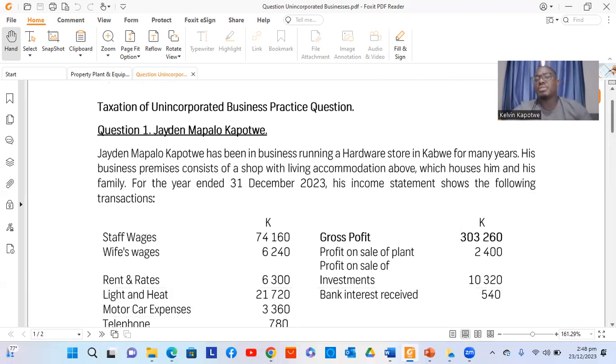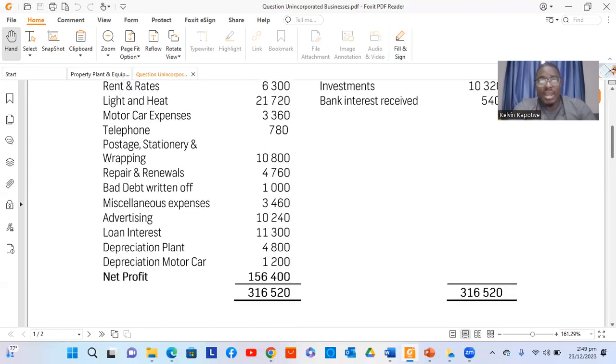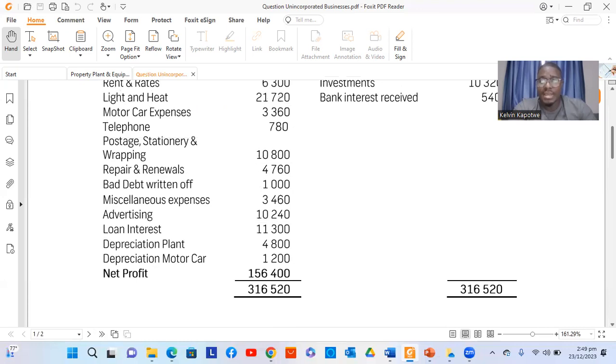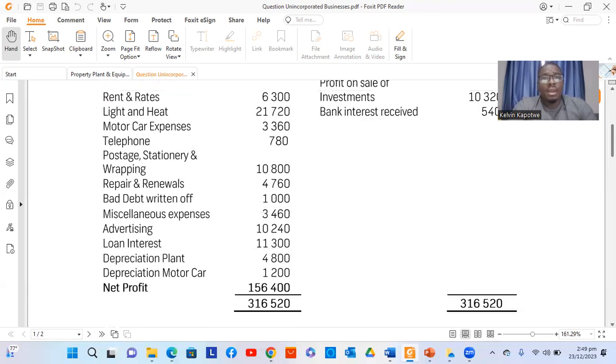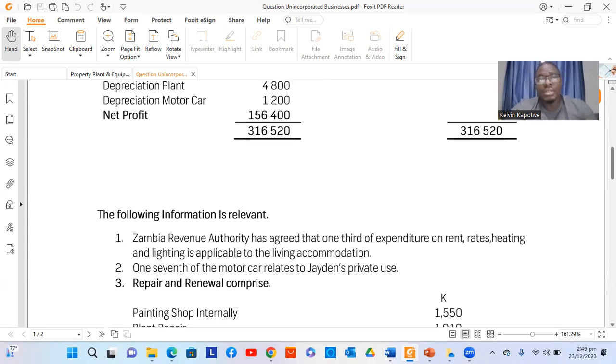All right, so bank interest received amounting to 540 kwacha. So the total income is 316,520. All right, and on the other side we've got 316,520. So that gives us a balanced balance there.